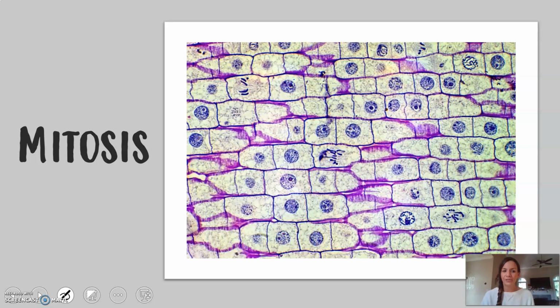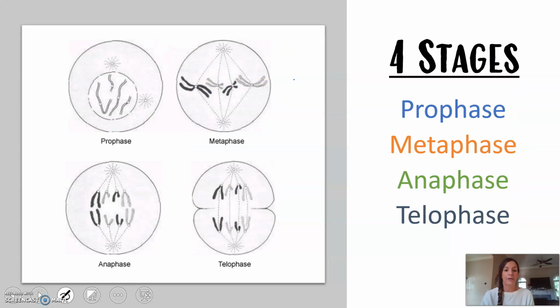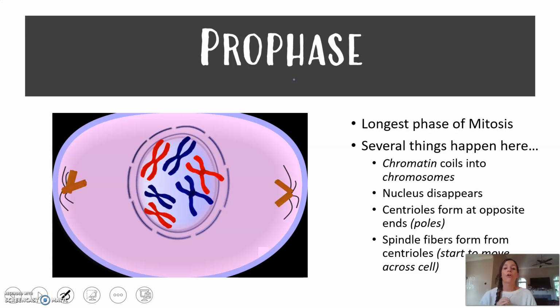All right, mitosis. So mitosis is probably something that you're very familiar with. This picture you see is a bunch of different plant cells in various stages of mitosis, and we'll do some activities with that in class so you can see that better. But let's talk about these stages. So there's 4 stages, P, M, A, T. So PMAT, so Prophase, Metaphase, Anaphase, Telophase. Let's get into them. Prophase.